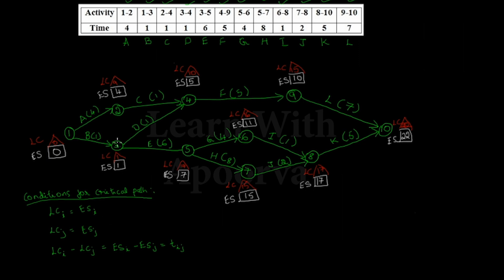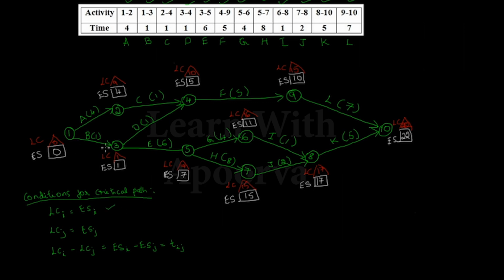Let's see. If I look at this first node, its latest completion time is 0 and earliest start time is also 0. That means LC of I is equal to ES of I. This node has this activity B, where the head node also follows the same condition: 1 equal to 1, so LC is equal to ES. To check whether this activity is critical or not, we check these conditions. LC of I, 0, should be equal to ES of I, which is 0. Yes, this condition is true.